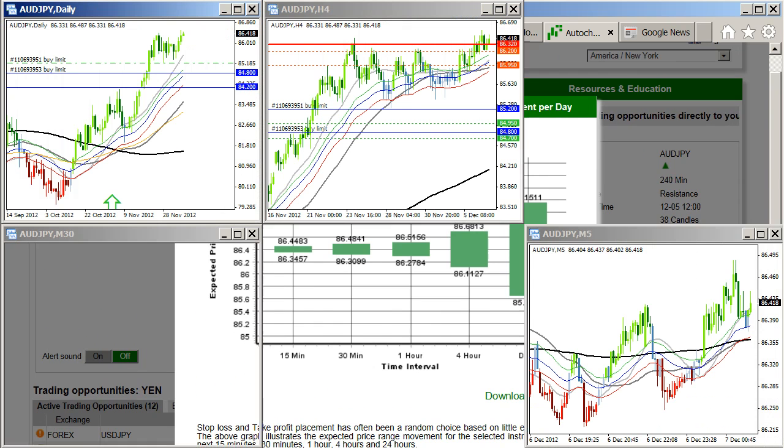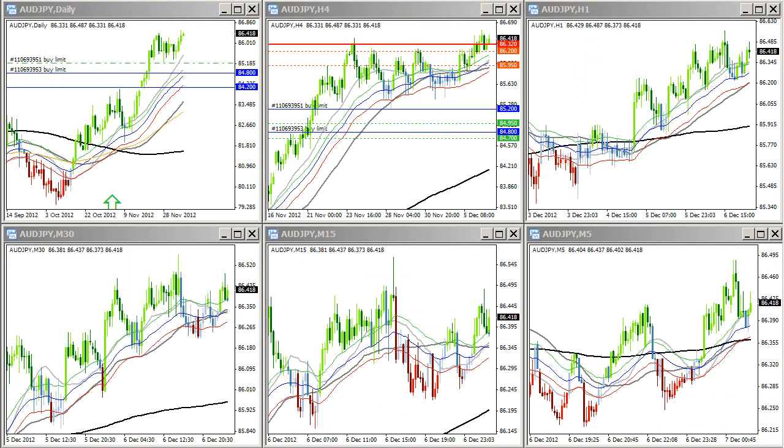Let's go back to the charts here. So when I'm looking at the charts of the Aussie yen, I most likely won't see a swing buy on the daily till, say, next week. That is how we understand proximity.